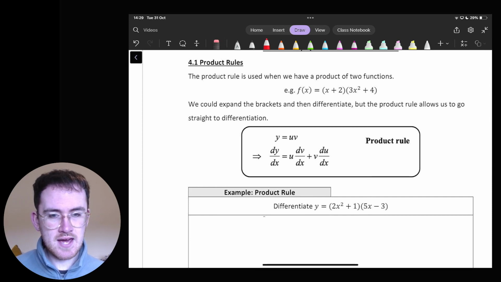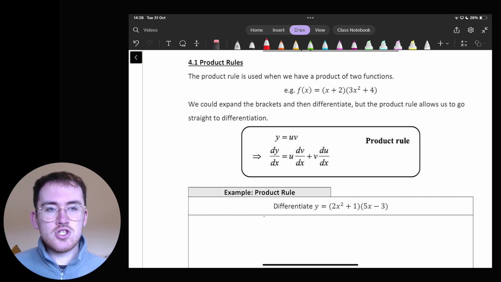So in this example, f of x is x plus 2 and 3x squared plus 4. And those are two expressions that are being multiplied by each other. So we would have to use a product rule to differentiate that. We could multiply out the brackets, but the product rule lets us go a little bit quicker.